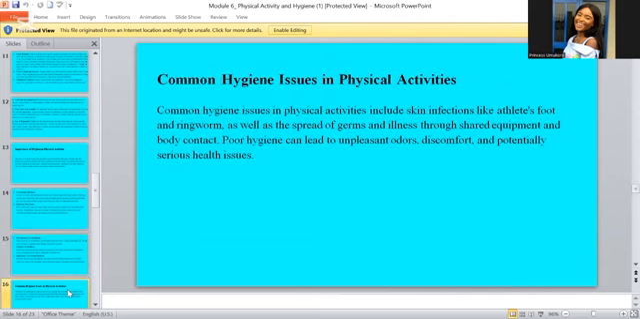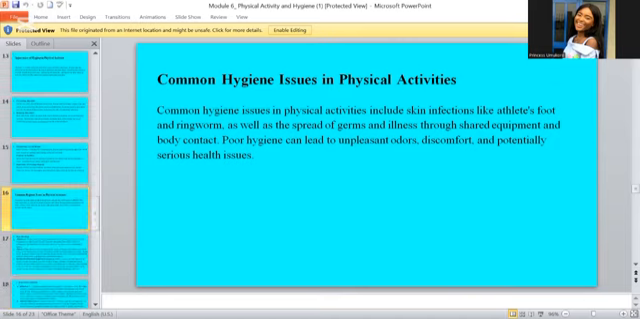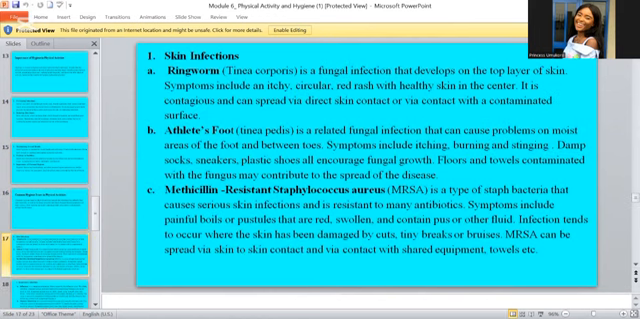Now, what are common hygiene issues in physical activities? Common issues in physical activities include skin infections like athlete's foot and ringworm, as well as the spread of germs and illnesses through shared equipment and body contact. Poor hygiene can lead to unpleasant odors, discomfort, and potentially serious health issues. So let us look at these issues.